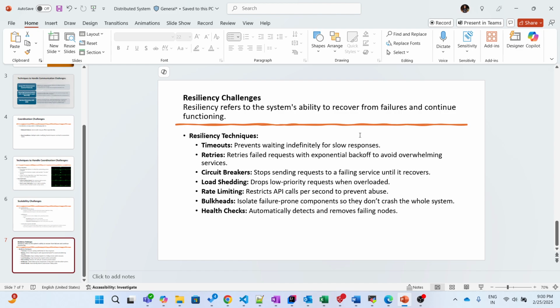Load shedding is dropping low priority requests when overloaded. So we can prioritize which service or which request has more priority. If multiple requests are being fired at a service, the service can prioritize which requests are more important, and then we can distribute the load in the load balancer as well. And then rate limiting restricts API calls per second to prevent abuse. We can apply rate limiting based on resource usage. If you are constrained on resources, you can put a rate limit so that you accept only this many requests at a time. These many request connections can be held at my server. So you can define that rate limiting.